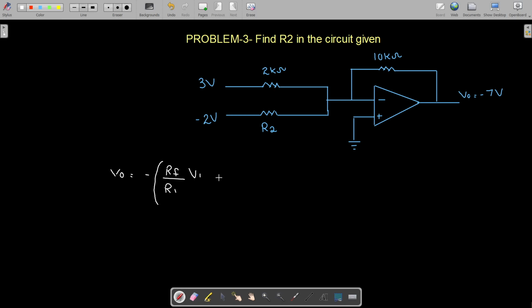Okay, let me take the negative out: V0 = -(RF/R1)V1 + (1 + RF/R2)V2. Fine. Now in this case we have R2 unknown, the rest are given. R1 is given, V1 is given, V2 is given, and V0 is also given. V0 is your minus 7 volt.